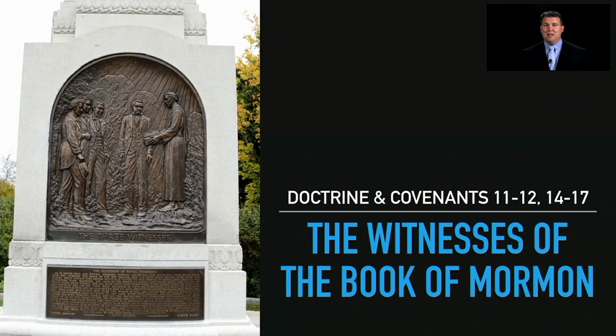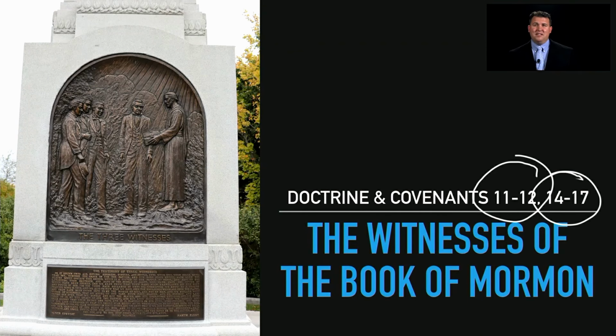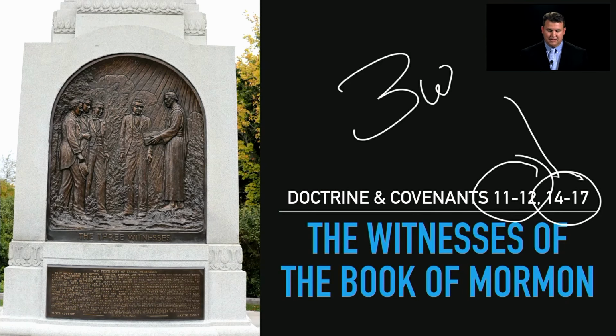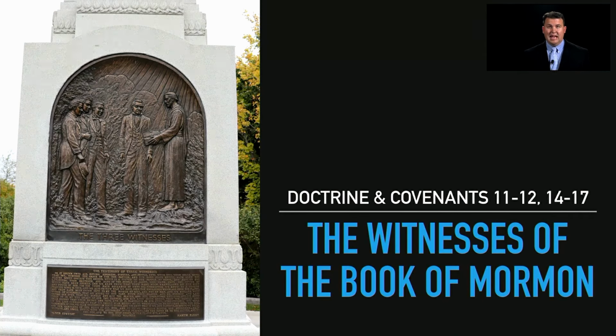So let's talk a little bit about the witnesses of the Book of Mormon, and a couple things you might want to read here are sections 11 through 12 and 14 through 17 of the Doctrine and Covenants, which are given specifically to people that serve as witnesses of the Book of Mormon. Section 17 is given specifically to the three witnesses of the Book of Mormon and actually spells out right there in the text of the Doctrine and Covenants what they are going to see and behold.